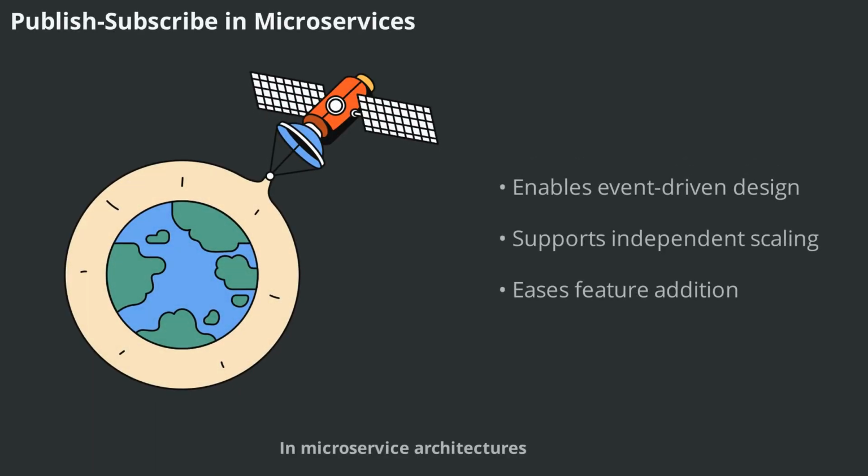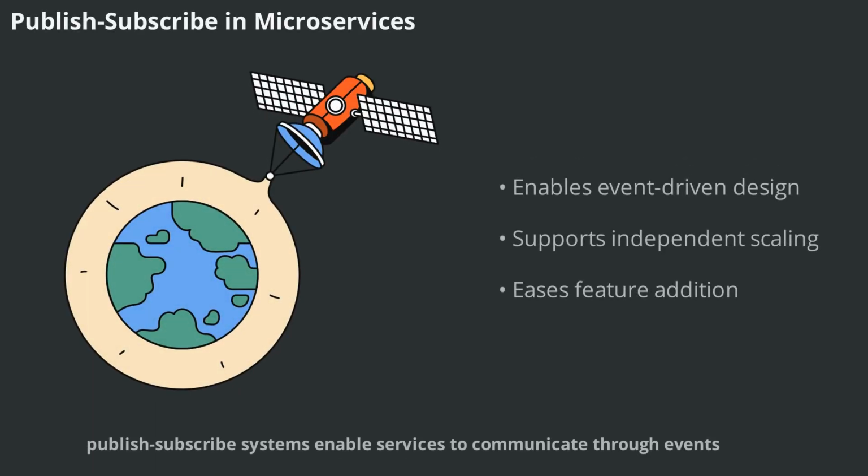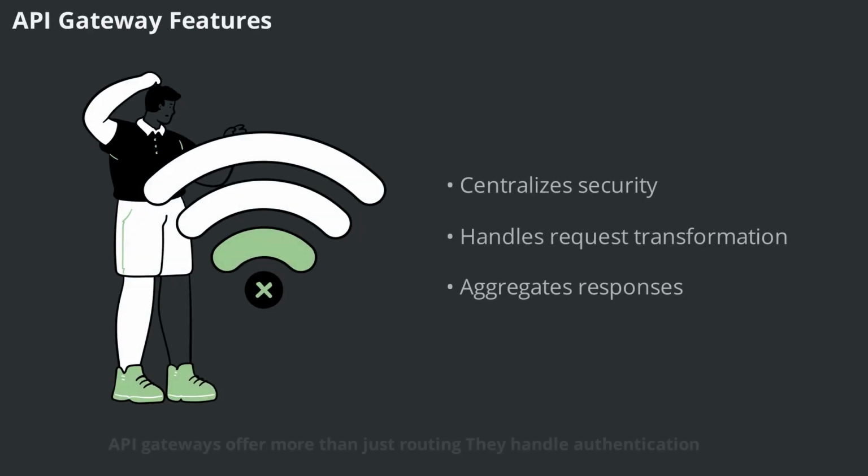In microservice architectures, publish-subscribe systems enable services to communicate through events. For instance, when an order is placed, the order service publishes an event. Payment, inventory, and notification services subscribe to this event and react independently. This approach allows you to add new services or features without modifying existing code, making your architecture more flexible and scalable.